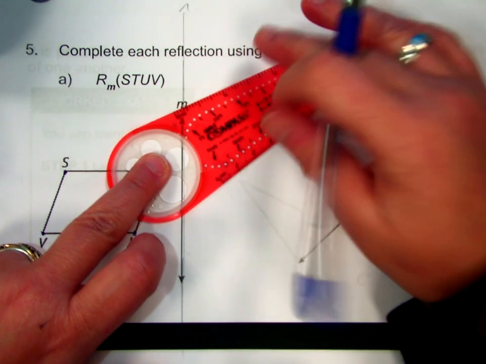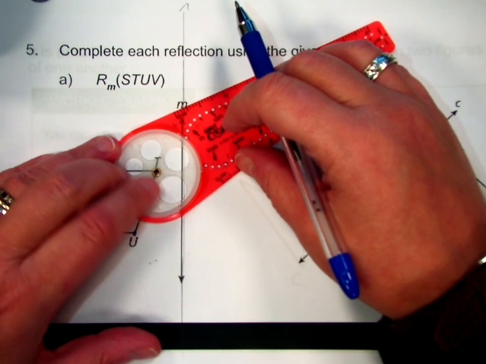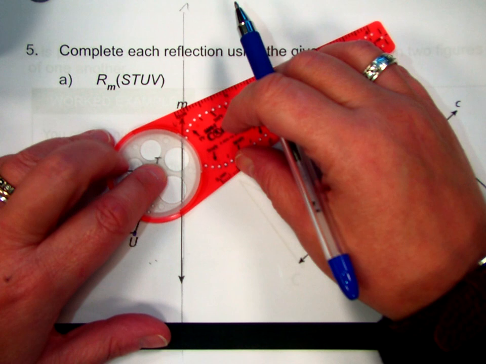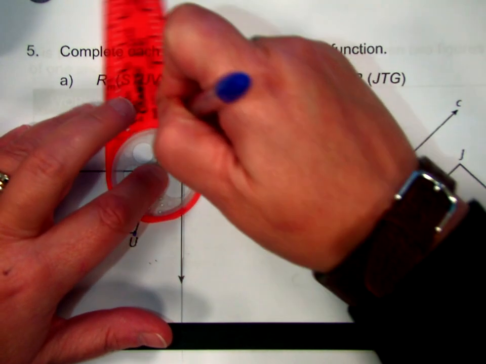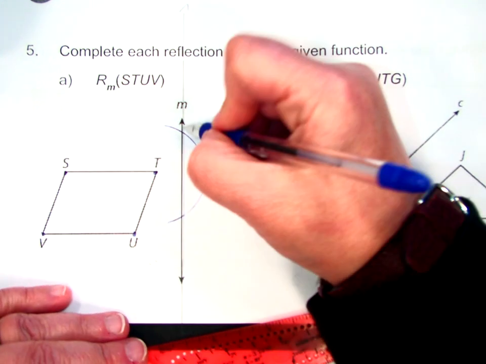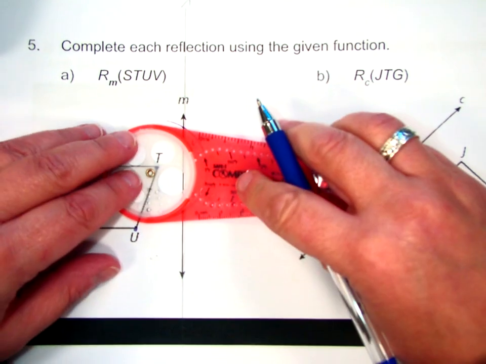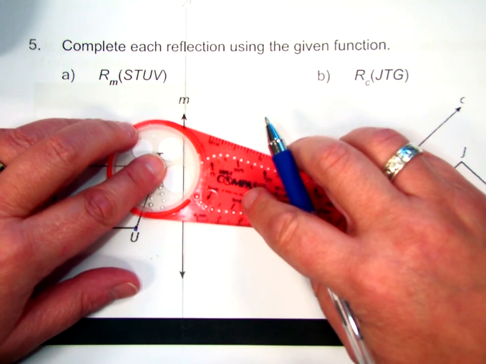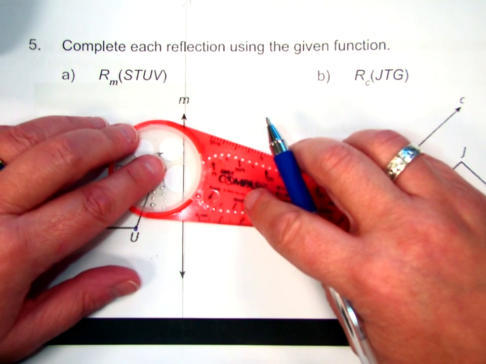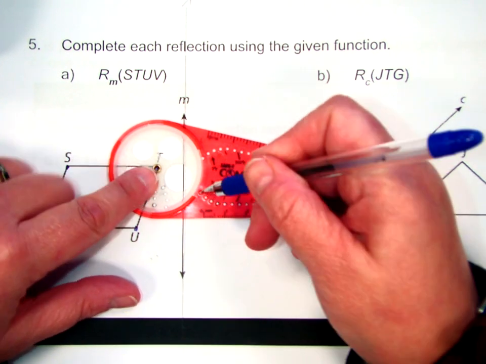Okay, I need to pick a circle or a hole in my compass to where I intersect the line twice. Those intersection points are going to be important, so I'm going to put dots there. And again, if you forget, guess what? Just put your compass back on there. So I'm using this hole right here.